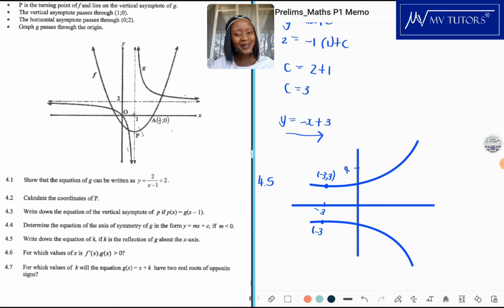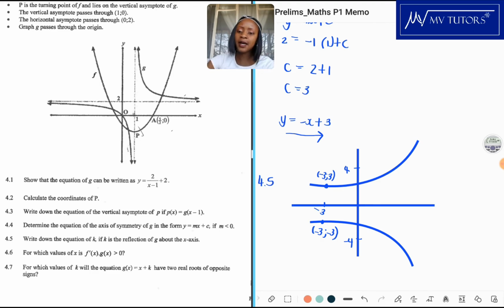But what happened to the y value? It changed, it became negative. So here I would have -3 and -3. Okay, this would be -4. So that is what happens when you reflect about the x-axis. Your y value becomes negative.